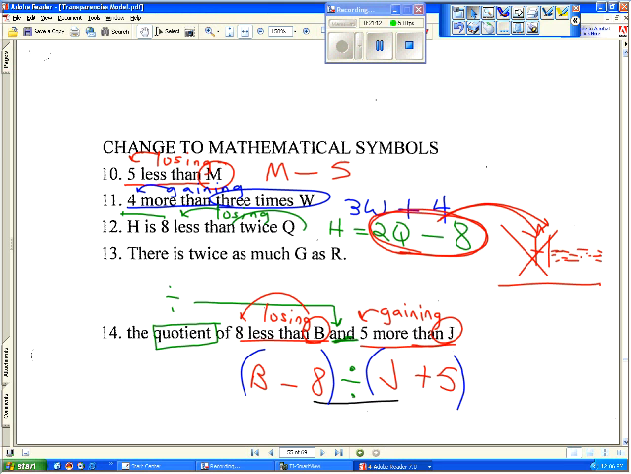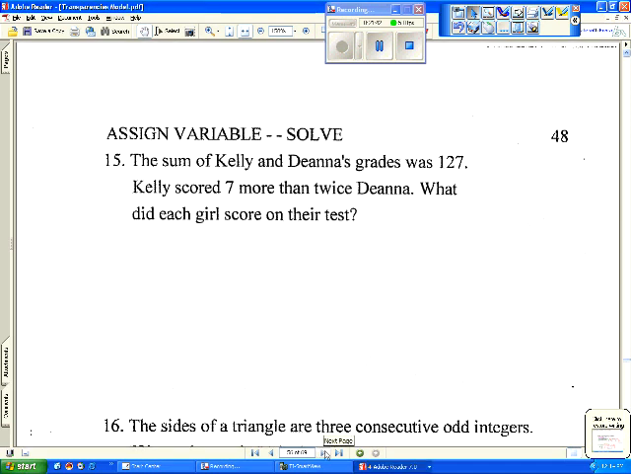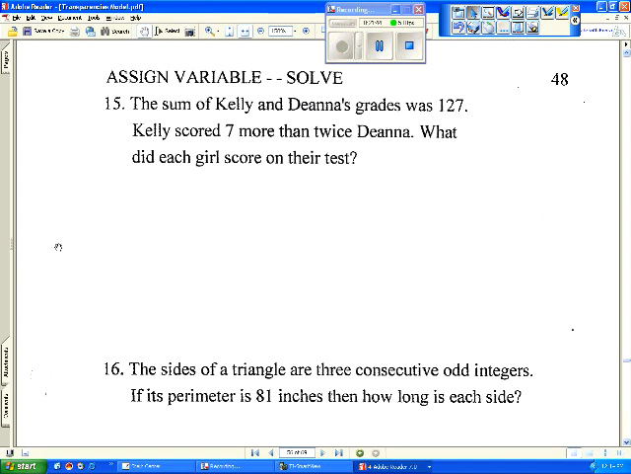If that was a multiplication, you could leave the times sign out because two together automatically means multiplication. How else could you write this division? You could put a fraction bar, right? B minus 8 over J plus 5. You could write it as a fraction, and then the parentheses are understood, right? That's an okay way to represent that. Any questions there? All right. Next page, I was hoping we get to some of the word problems. I'm going a little bit fast. I want to get through if we can.